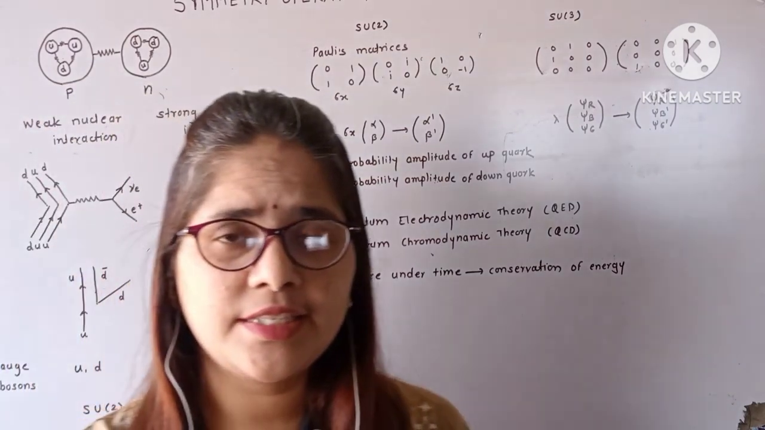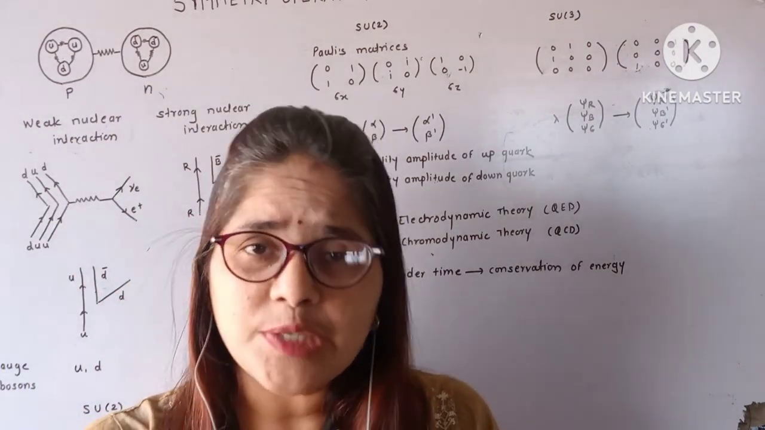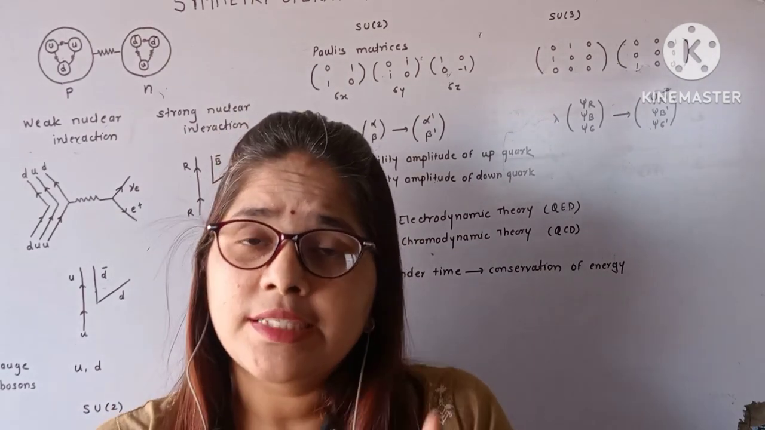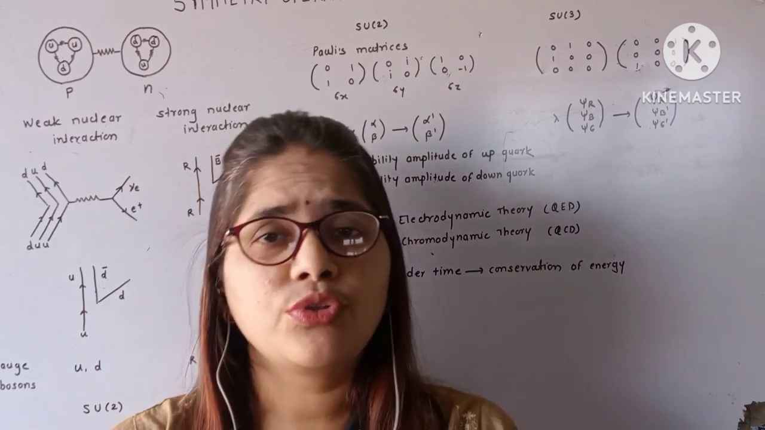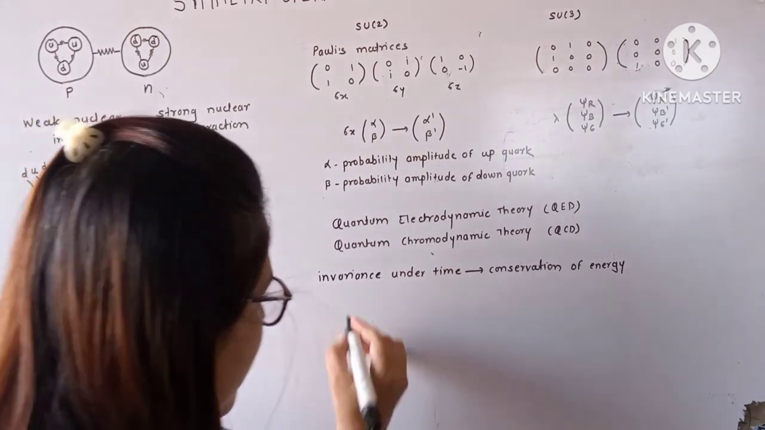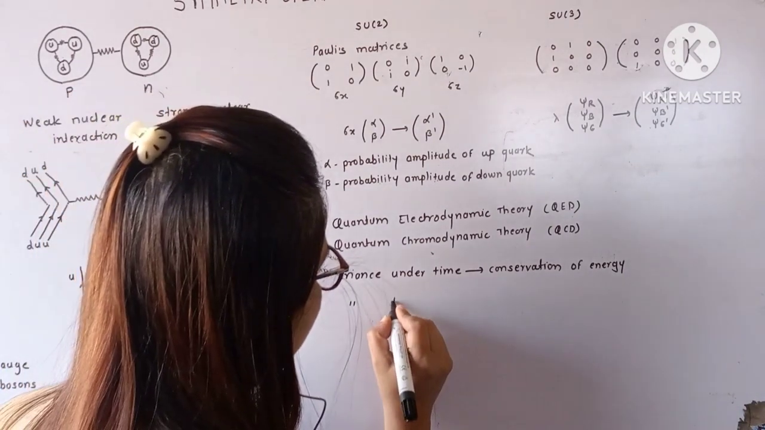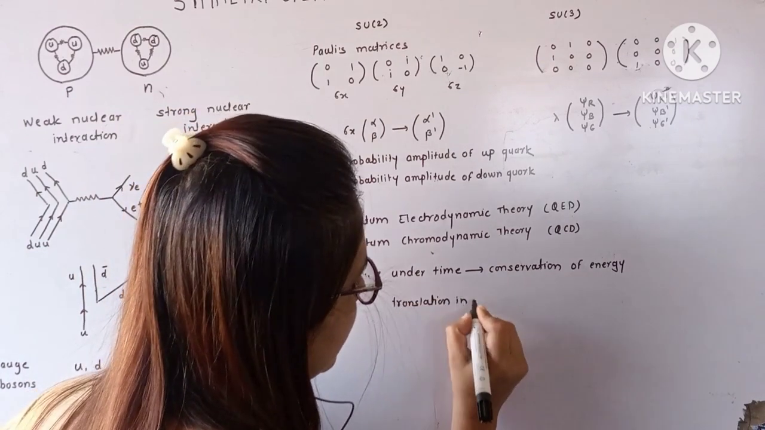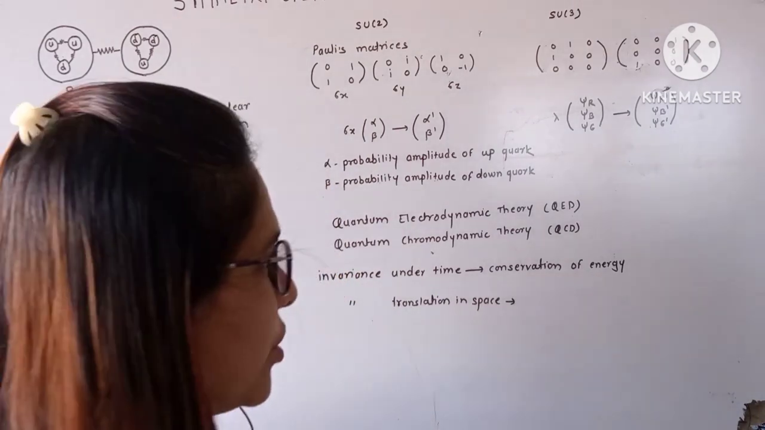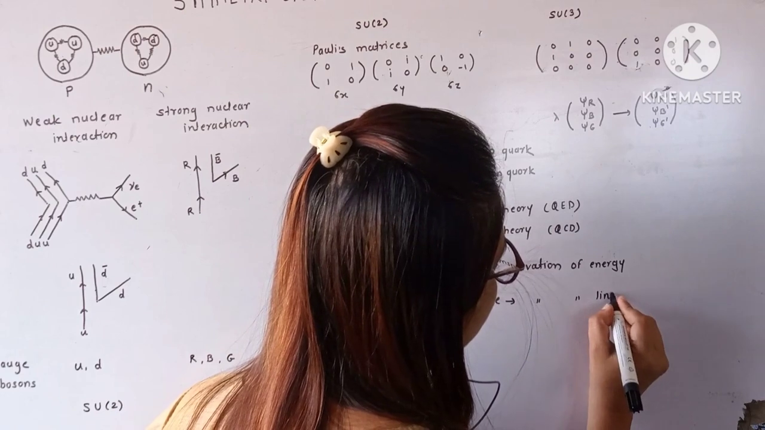Similarly, if any system is invariant under translation in space, then that system is said to possess the law of conservation of linear momentum. See here, if there is invariance in a translation in space, the system is supposed to follow the law of conservation of linear momentum.